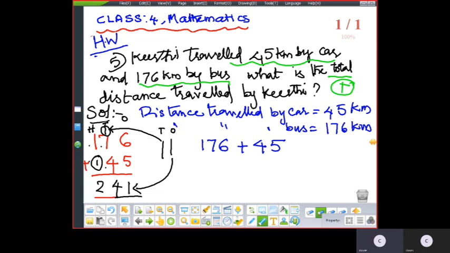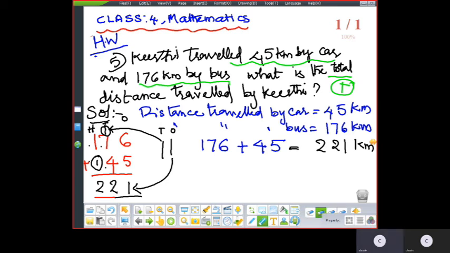Correction, children: 7 plus 1 is 8, 8 plus 4 is 12. So 2 will be here and 1 is the carryover. So how much answer are you getting? 221 kilometers is the total distance.